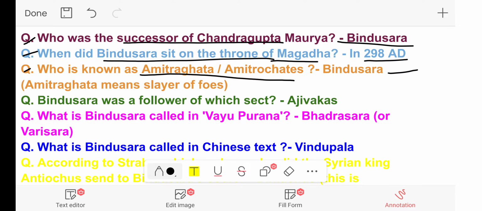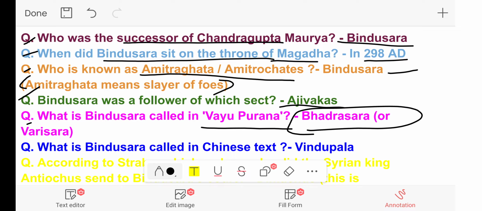In the bracket it's written that Amitraghata means slayer of foes. Slayer means one who kills or murders, that is, murderer. Next question is, Bindusara was a follower of which sect? So the answer is Ajivikas. Next question is, what is Bindusara called in the Vayu Purana? And the answer is Bhadrasara or Varisara.